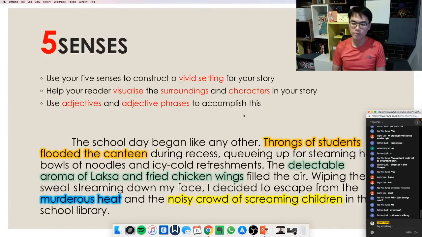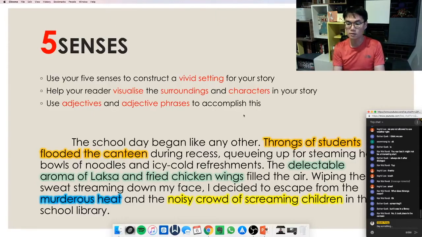No, it's not in the library, Martin. It starts in the canteen, and then your character, in this case me, wants to avoid the noise and the crowds and the throngs in the canteen, so I make my way to the library to escape them. Okay, so it begins in the canteen, but I move over to the library in the next paragraph. All right? Do you understand? I hope you do. Okay, so let's move on.